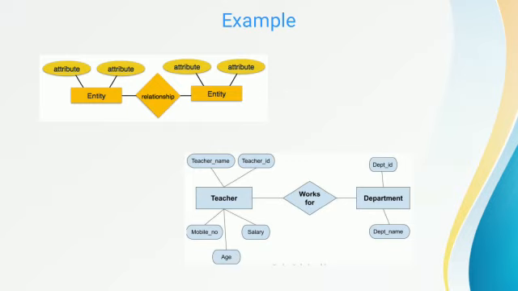So for example, here teacher is one entity and department is another entity. What are the attributes of the teacher? Teacher name, teacher ID, mobile number, age, salary. And here is the department. What are the attributes of the department? Department ID and department name. What relationship exists between these two entities? That is the works for relationship: the teacher works for the department. So this is an example of the entity relationship model.